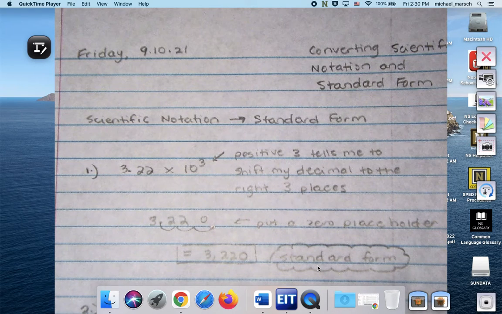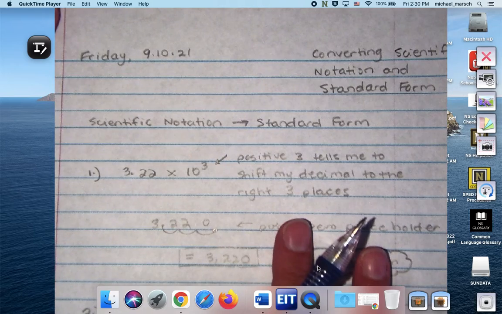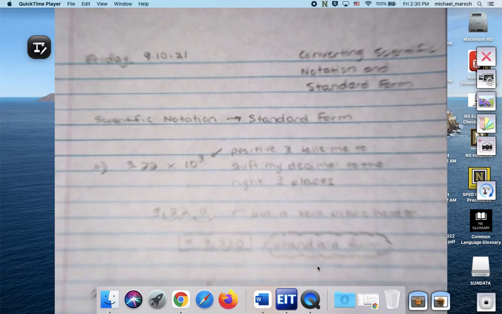Eva? The base of the exponent has to be a 10. And then our exponents are integers, right? Positive and negative whole numbers. So we went through that yesterday. Then we pretended like it was Friday, and we took notes on converting.